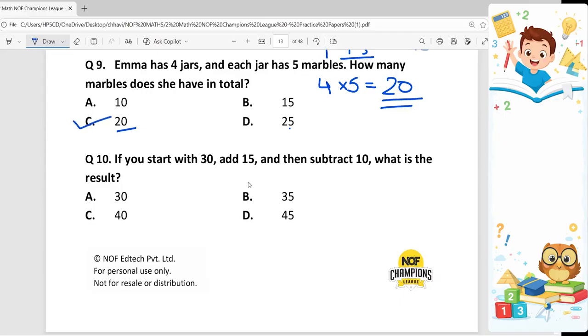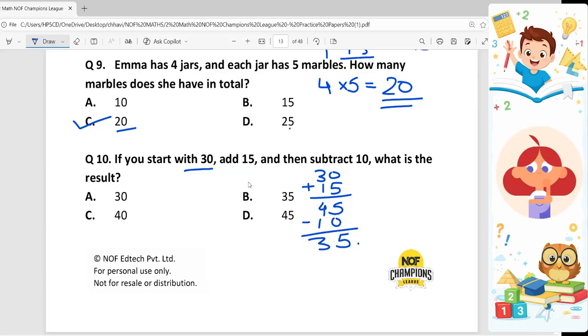10th question. If you start with 30, add 15, and then subtract 10, what is the result? Start with 30, add 15, it will be 45, and then subtract 10, it will be 35. So option B is the correct answer.